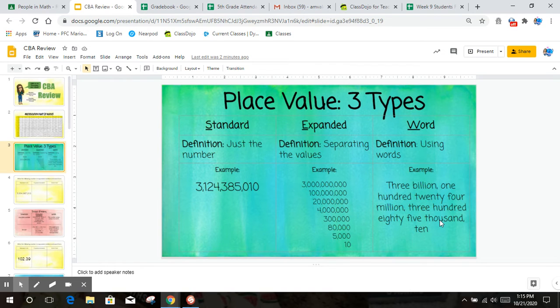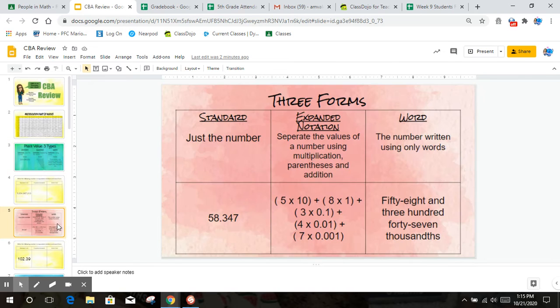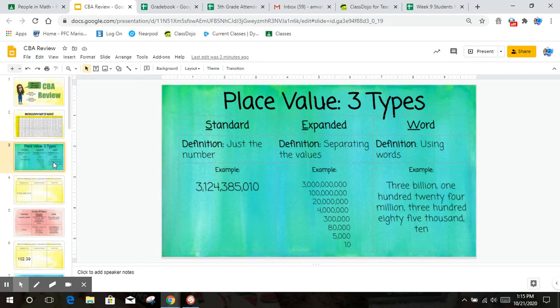One of the things I talked about in class is a lot of kiddos are using the word "and" where the comma should be, and that's not correct. "And" is only used when you have a decimal. So this would be 58 and 347 thousandths. I use the word "and" here. But I don't say 3 billion and 124 million and 385,000. No, that's not how I say it, not when I'm talking about whole numbers. Only the decimal gets to say the word "and".